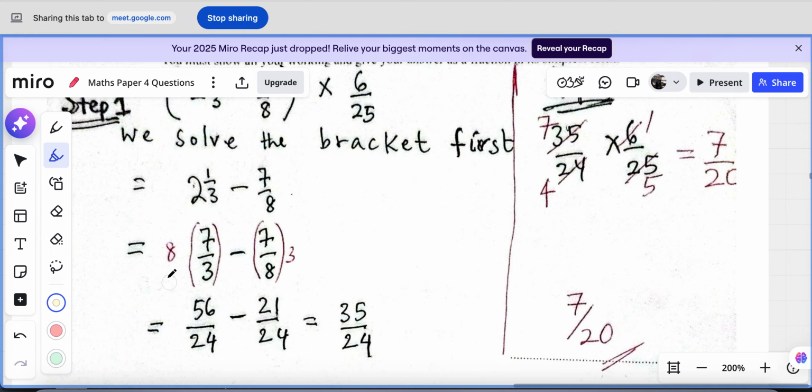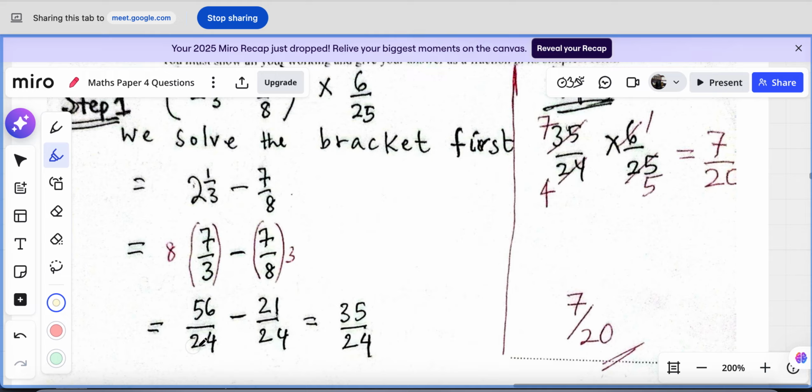So let's do the multiplication. 8 times 7, we get 56. You must be good with the multiplication table. 8 times 7, we get 56. And then 8 times 3, we get 24. So it becomes 56 over 24 for this first part. Minus, now let's do this one. 3 times 7, we get 21. And then 3 times 8, we get 24. That's how we got 21 over 24 here.